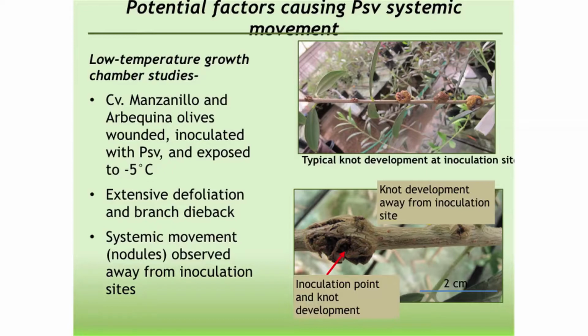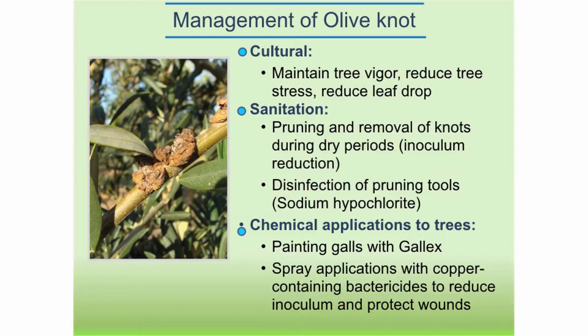As far as management goes, we can shift gears and talk about how to maintain the tree's vigor, reduce tree stress, and reduce leaf drop during stressful periods of drought, for example. These things are all critical factors to reduce the overall level of disease. Sanitation, obviously: if you see knots in the field, pruning them reduces the inoculum and moves it away. And we've always said when people prune by hand, you could easily disinfect with sodium hypochlorite if you have pruning shears.